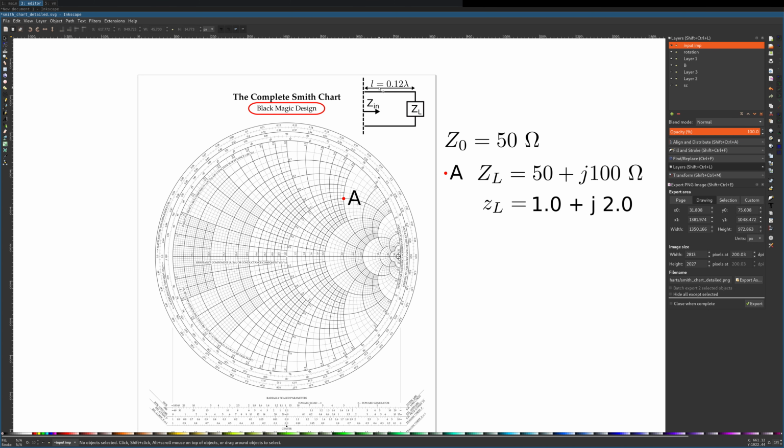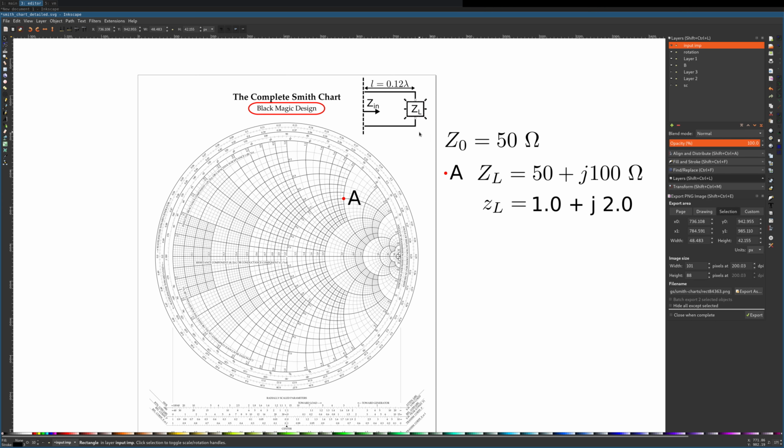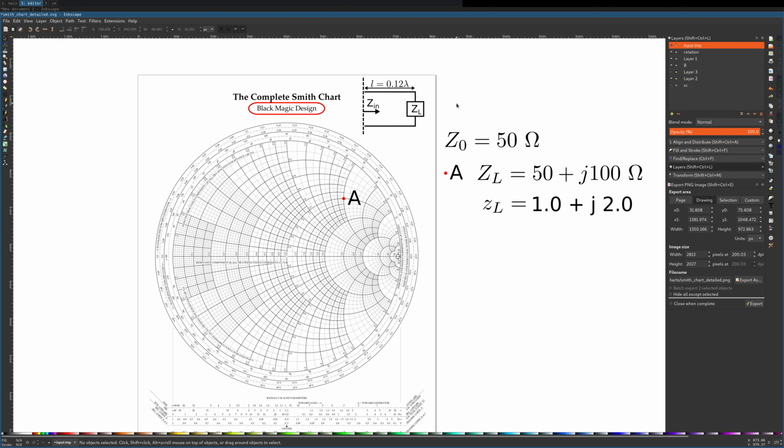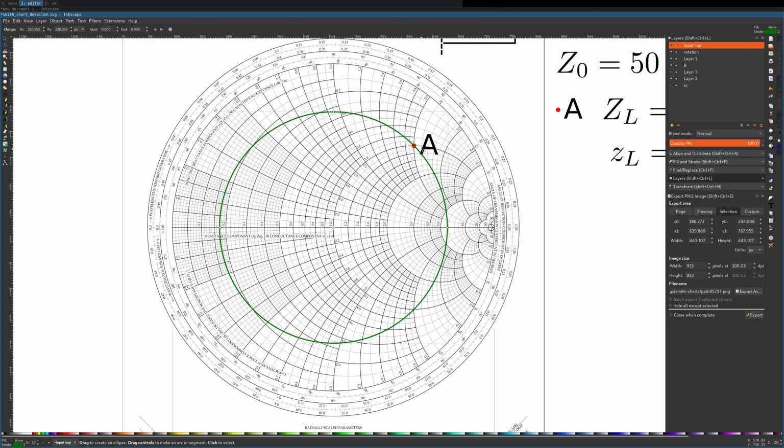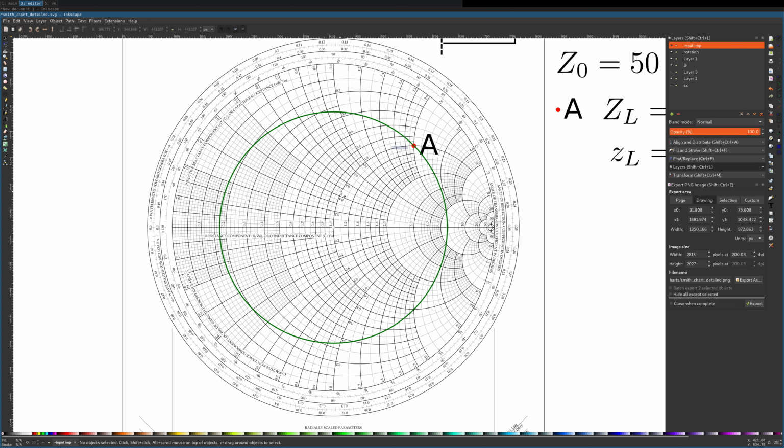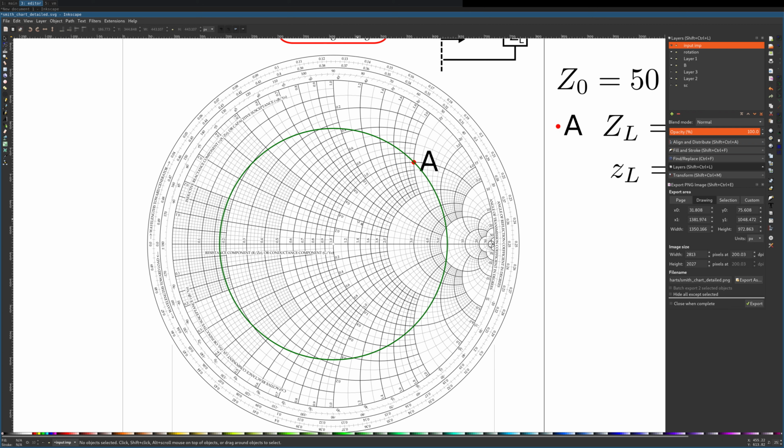Now, let's say we have this transmission line with length 0.12 lambda. That's how much we need to rotate from the load toward the generator in order to find the input impedance. So to perform this rotation, it would be productive to first draw a circle that is centered about the center and intersects with point A. Now I'm using a graphical drawing tool, so I could just draw a circle, and if you use a paper Smith chart, you would have to draw it using a compass.